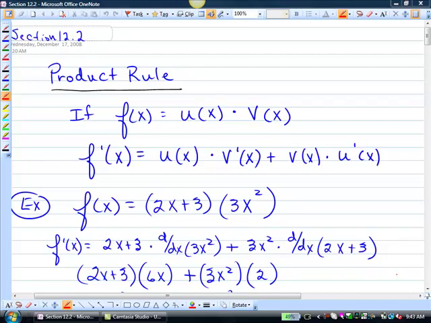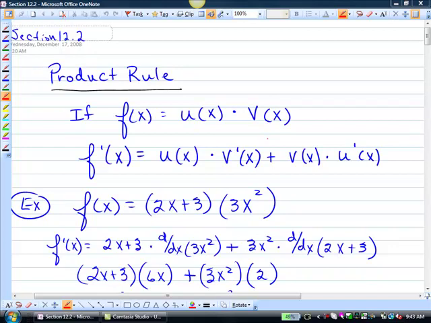Okay. 12.2. Product rule. And you don't need to get caught up with being able to write the rule, but you do need to understand the rule. And it says if f of x is equal to u of x times v of x. In other words, there's two pieces to this that are being multiplied together, both of them having x in them. Then you can't just take the derivative like we did with a plain old polynomial. You have to use the product rule.